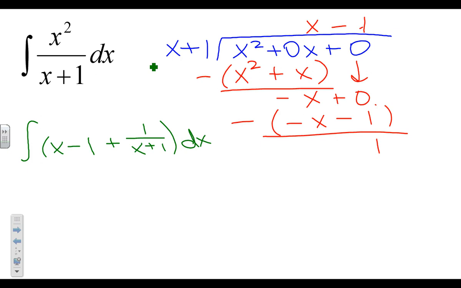Antiderivative of x: one half x squared. Antiderivative of negative 1. Antiderivative of 1 over x plus 1.